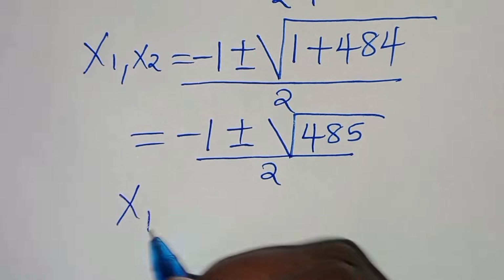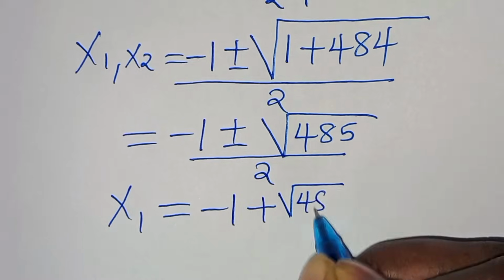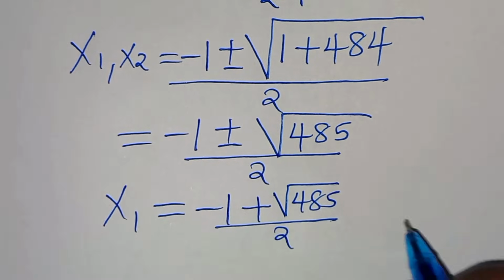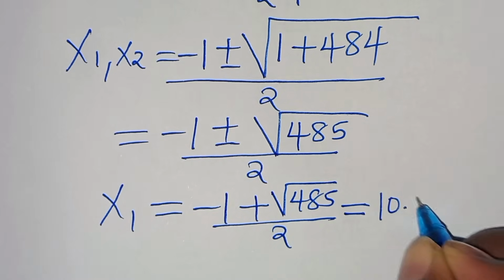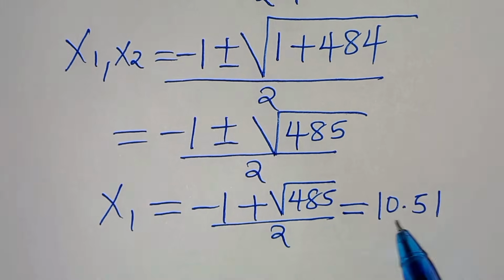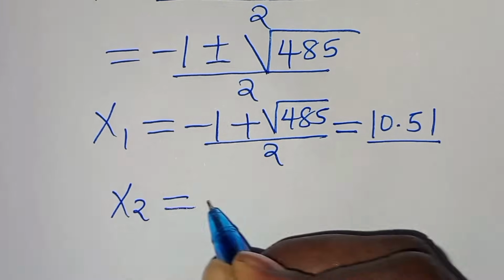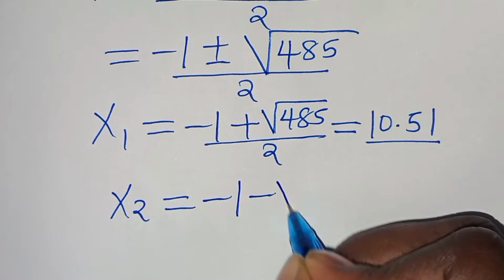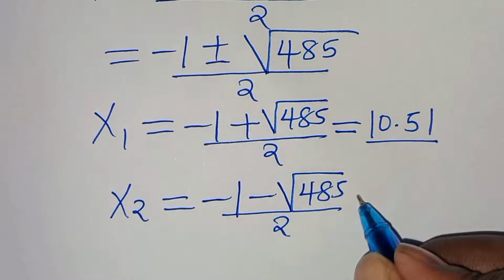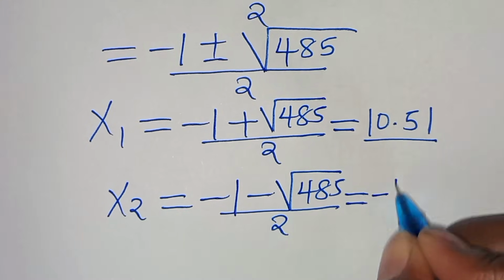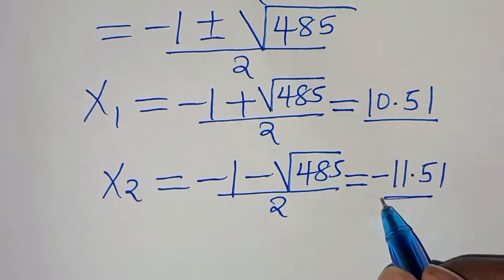So we have that x1 is equal to minus 1 plus the square root of 485 divided by 2. And this is actually equal to 10.51. So this is the value of x1. Now let's solve for x2 here. x2 is equal to minus 1 minus square root of 485, everything here divided by 2. And this is actually equal to minus 11.51. So this is the value of x2.